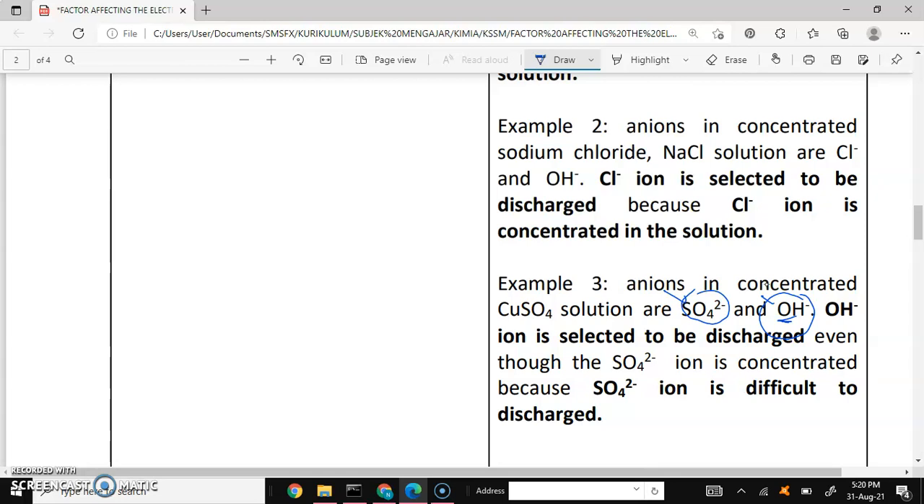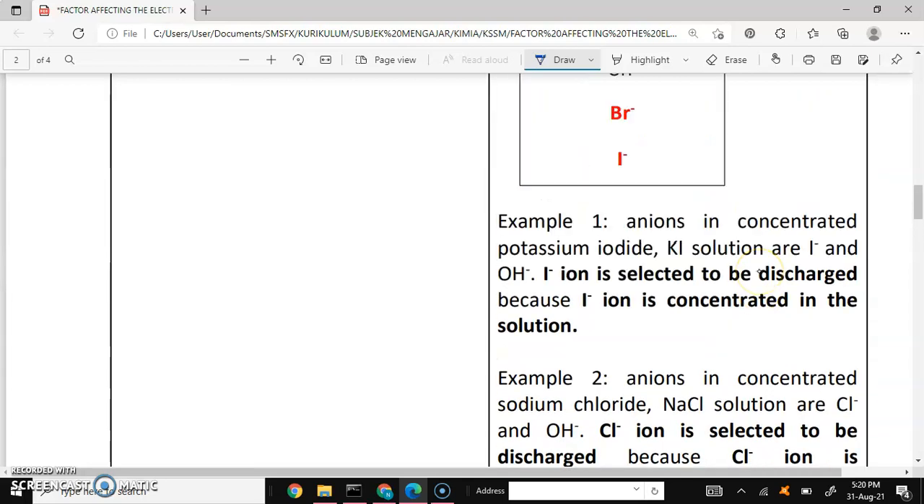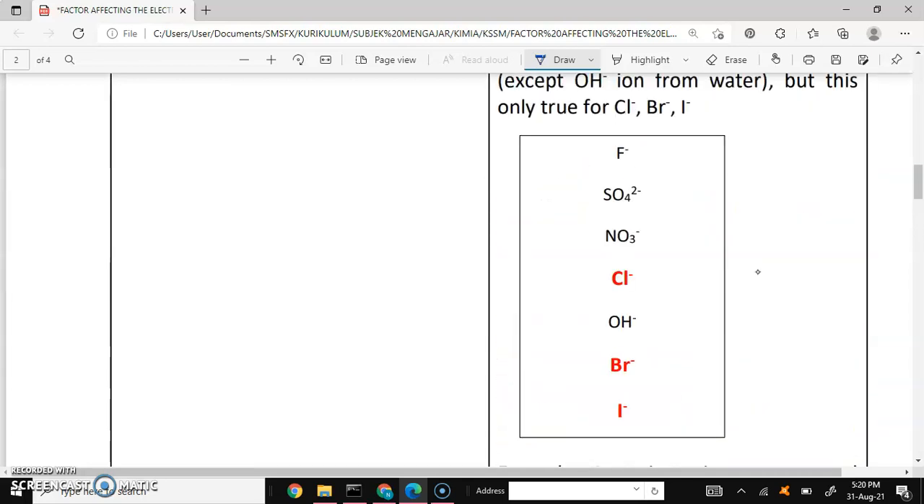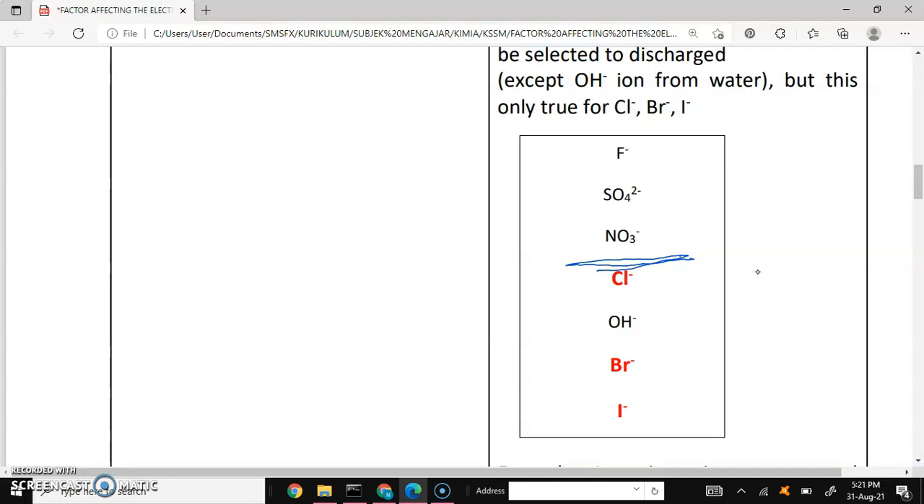Hydroxide ion is selected to be discharged. OH minus juga yang dipilih. Walaupun OH minus ini sedikit dalam concentrated copper sulfate solution. Okay. Because sulfate ion is difficult to discharge. Okay, tengok kedudukan sulfate ion dalam siri ini. Dia ke atas. Dia melebihi OH minus sudah.